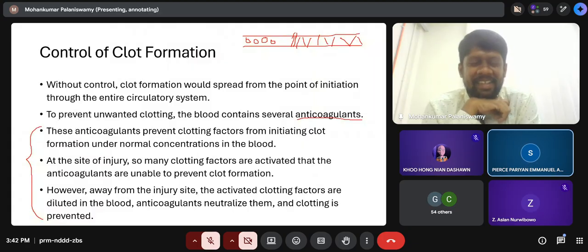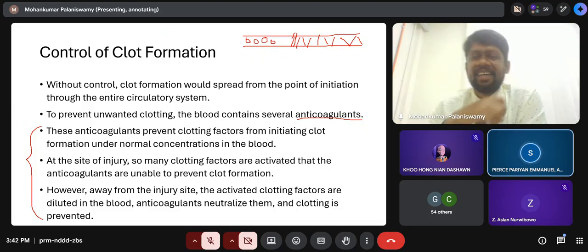Also, the activated clotting factors are diluted in the blood, so the anticoagulant can neutralize them, so the clotting is prevented.